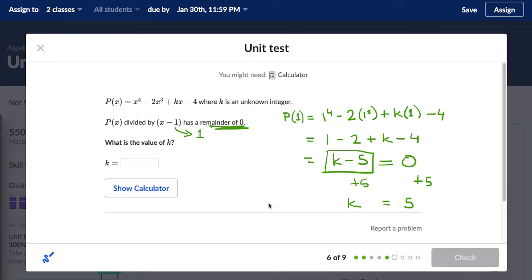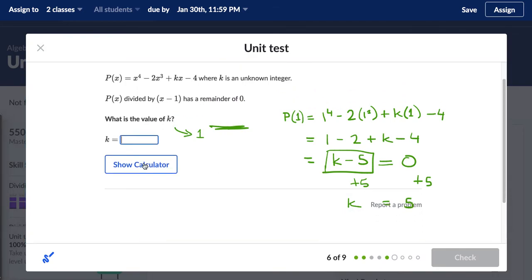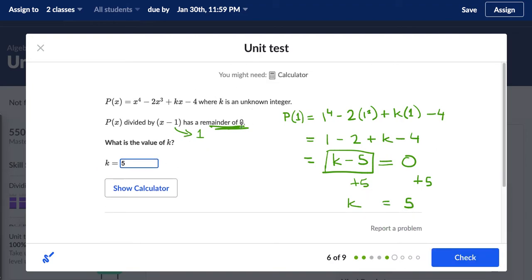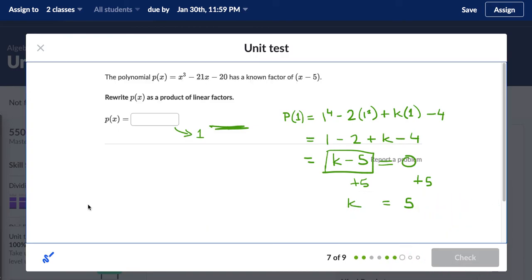And so for k equals 5, this polynomial will have a remainder of 0 when you divide it by x minus 1. And I encourage you, pause the video, do some long division, practice it out, and you'll see that when you substitute k for 5, this will indeed have a remainder of 0. Okay.